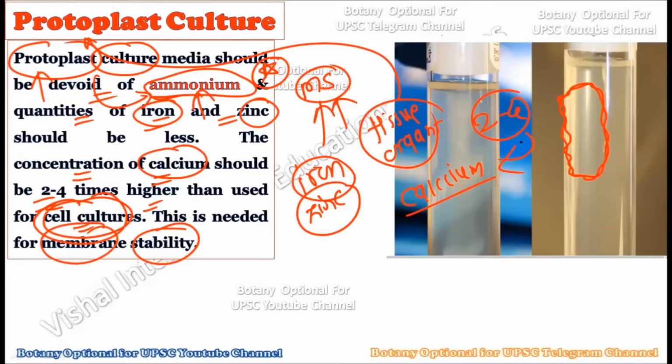So this point will become very important from the UPSC mains examination point of view. This is because in protoplast culture, the media we are using is quite different from the media we use for cell culture or tissue culture. So what are the basic differences? What are the chemical differences between the two media? The very first chemical difference is the absence of ammonium. Second is the lesser amount of iron and zinc, and the third is the higher amount, that is 2 to 4 times higher amount, of calcium for membrane stability. So remember it carefully.